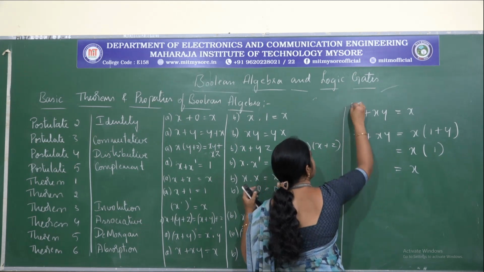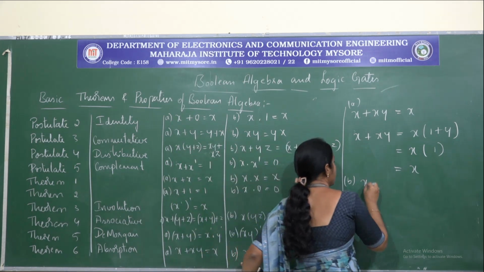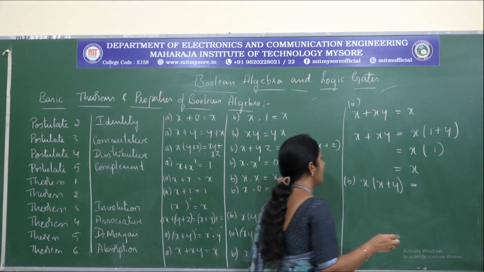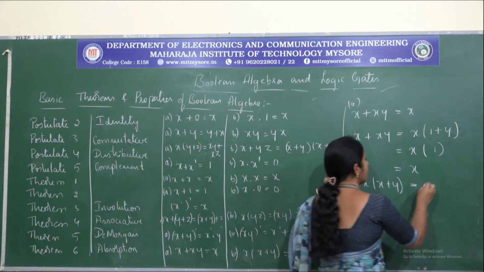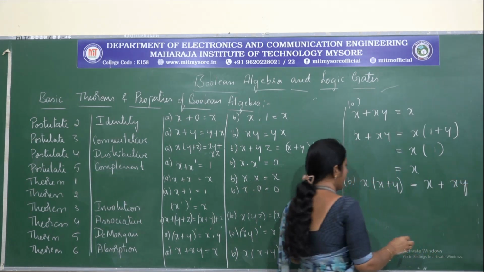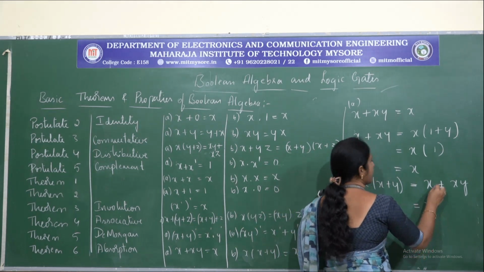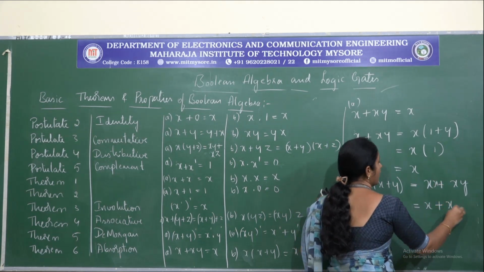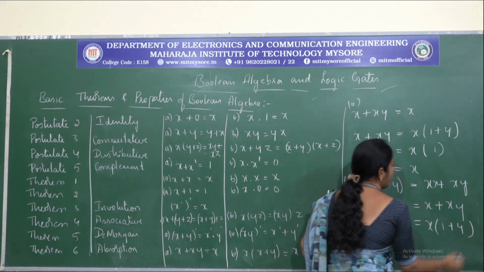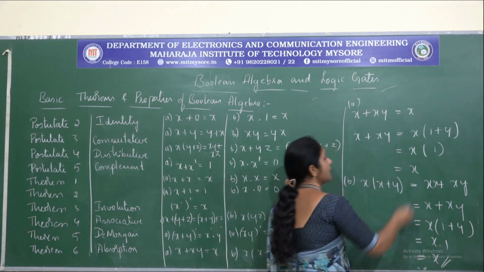This is part A, 6A, and now let us consider 6B, x into x plus xy is equal to x. In this, if I multiply, then this can be further written as x into x is x, plus xy. Now if I take out x as common, 1 plus y is 1, so this can also be written as x.